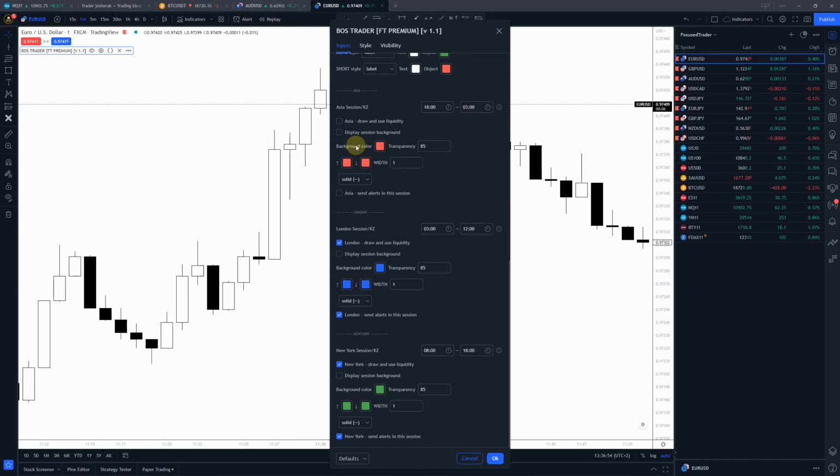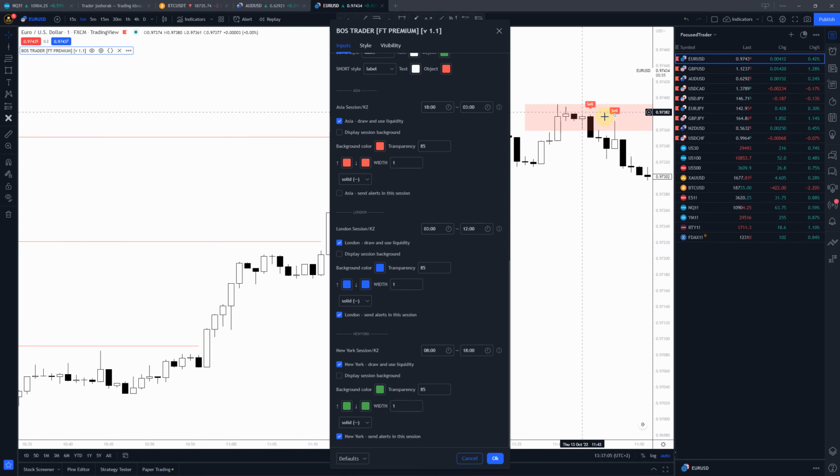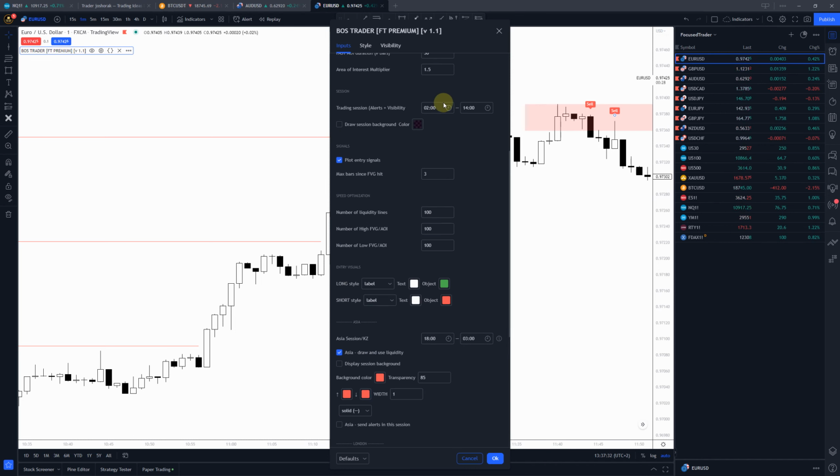Okay, you see that this red line, the red liquidity of Asia, is gone. If I turn it back on, it is back on, and you see that this liquidity grab was used, and these entries are back here. So again, draw and use liquidity means that the liquidity is there and it is used in the script for alerts and for drawing the liquidity grabs, and sending alerts in this session. Unchecking this will affect whether you receive alerts in this session or not. So this is also something that affects this setting.